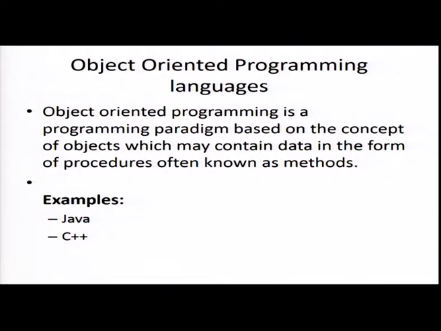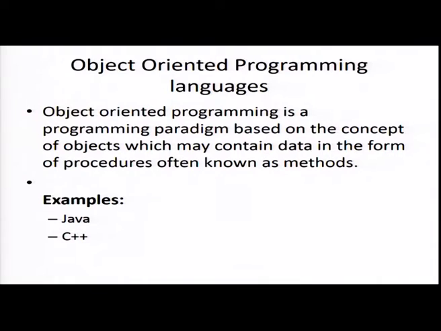Then next is about the object-oriented programming languages. What do you mean by object-oriented programming languages? My dear viewers, as far as object-oriented programming languages are concerned, anything and everything is classified in terms of objects. Anything and everything, you call it an object. As an example, the chair is an object, the desk is an object, the console is an object. My dear viewers, what is a console? Any output device, you call it a console.